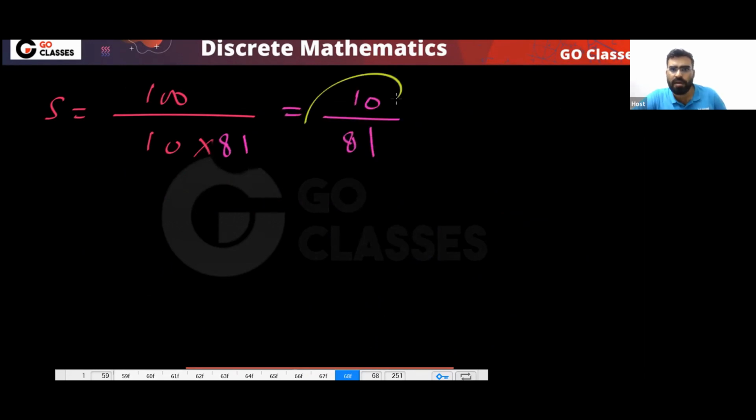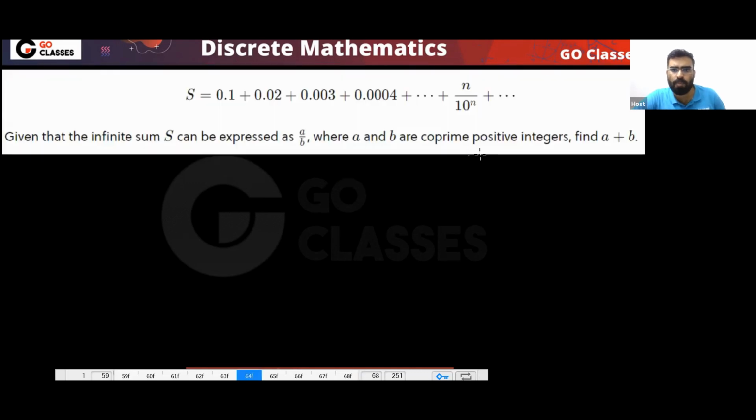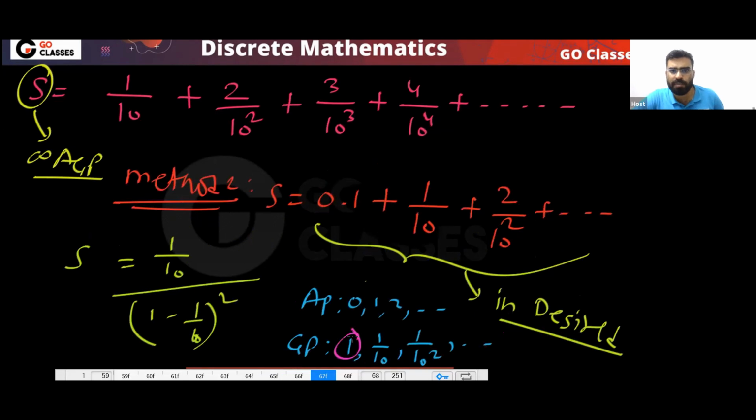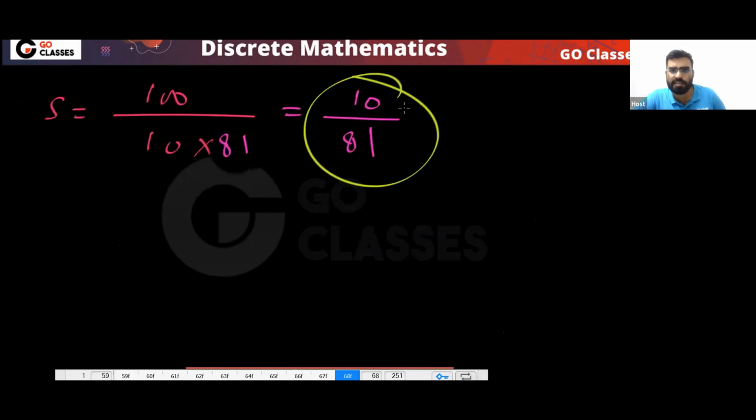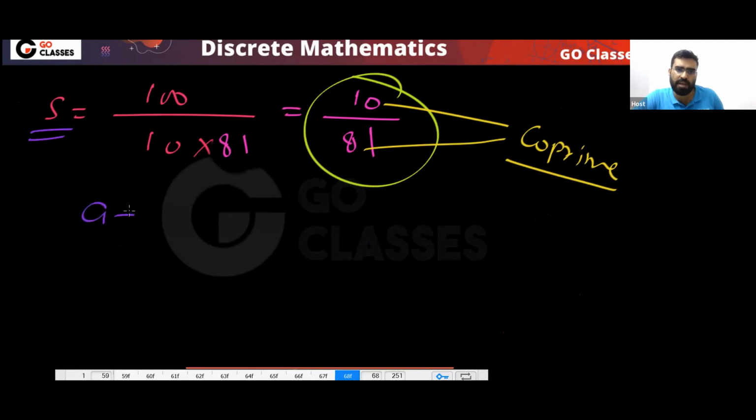Are they co-prime? The question is asking, are they co-prime? So tell me, are they co-prime? 10, 81. Yes, these are co-prime. So finally, I can say that because these are co-prime, your A plus B equals 91.